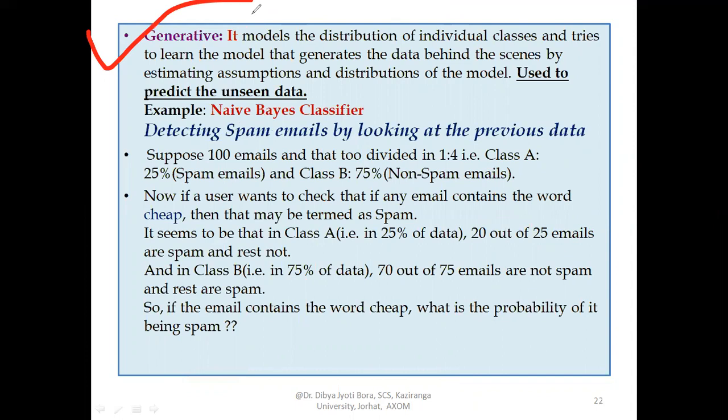Now generative: it models the distribution of individual classes and tries to learn the model that generates the data behind the scenes by estimating assumptions and distribution of the model. Why do we use this? Obviously, to predict some unseen data. One example is the naive-Bayes classifier. I hope you know what the naive-Bayes algorithm is. We have already discussed this.